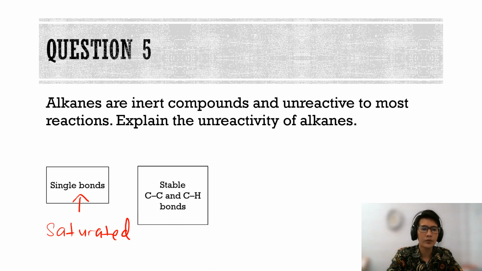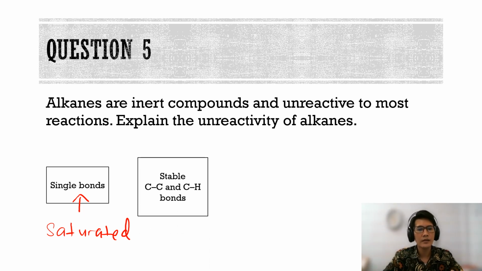Okay. Number 2, sebab dia stable CC and CH bond. Kenapa CC and CH bond ni stable? Because CC and CH bond adalah sejenis ikatan covalent. Okay, and kita tahu ikatan covalent adalah satu ikatan yang sangat kuat, seperti mana ikatan ionik dan juga metalik. Malah boleh dikatakan covalent adalah lebih kuat berbanding ionik dan metalik. Okay, so that's why dia sangat stable. So ikatan CC dan CH ni sukar untuk diputuskan, maka dia susah untuk berlaku tindak balas.